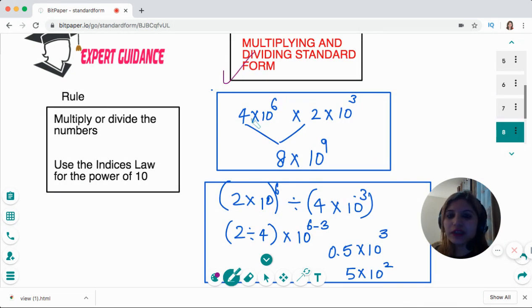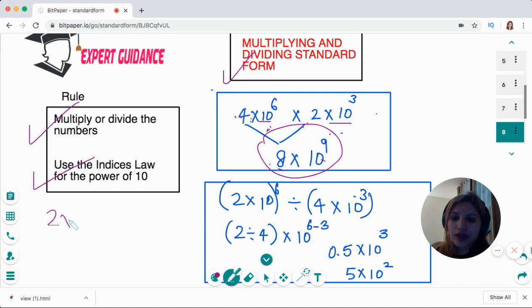Multiplying is simple. You can just multiply the whole numbers, and for the power of 10, you can follow the indices rule, where the bases are same, the powers are different. So if they are getting multiplied, you can add them. If they are getting divided, you can take away them. So 4 times 10 power 6 times 2 times 10 power 3. So 4 times 2 is 8. 10 to the power 6 into 10 to the power 3 is 10 to the power 9.